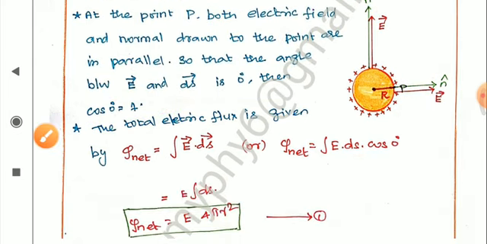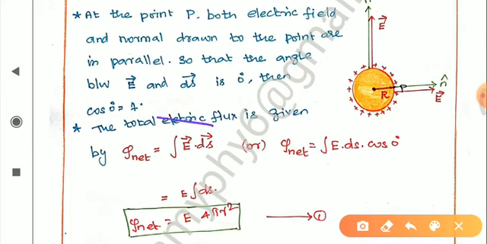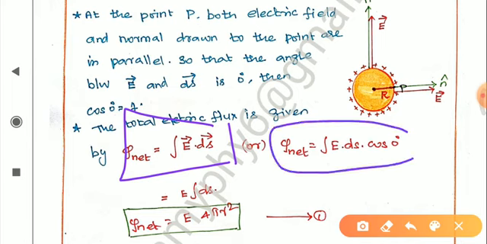Right. Now, what is the total flux? We can calculate now. The total flux is given by phi net, that is nothing but net electric flux. Phi net is equal to integral E dot dS, in the vector form. So the magnitude of electric flux is given by phi net is equal to integral E dS cos theta. What is cos theta? Cos 0, which is equal to 1. So the final electric flux is given by the formula integral E dS, because cos 0 is equal to 1. Where E is the electric field that we are going to calculate.